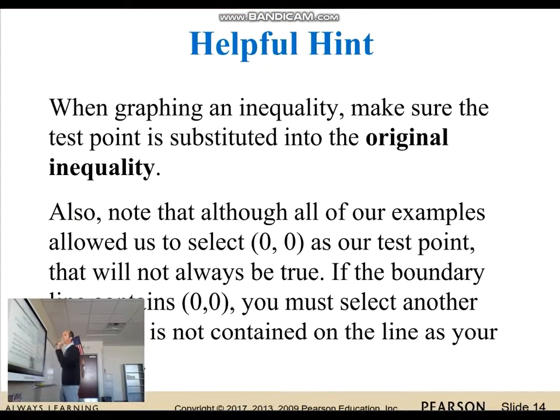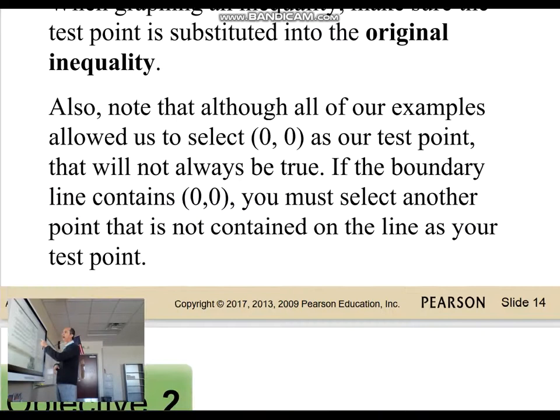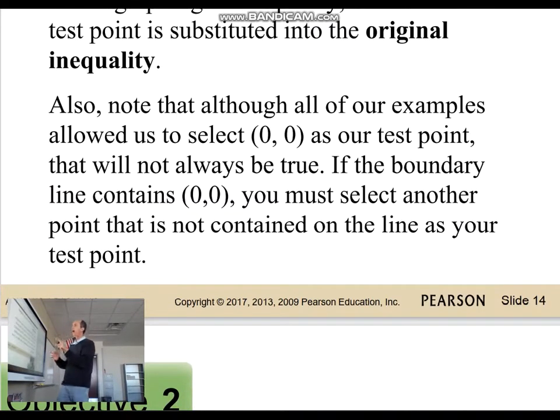Helpful hints. When graphing an inequality, make sure the test point is substituted into the original inequality. And this is very important. At the very beginning, the first one. Also note that although all of our examples allowed us to select x equals 0, y equals 0, sometimes it's not going to be possible. If the boundary line contains the point x equals 0, y equals 0, you need to select another point.